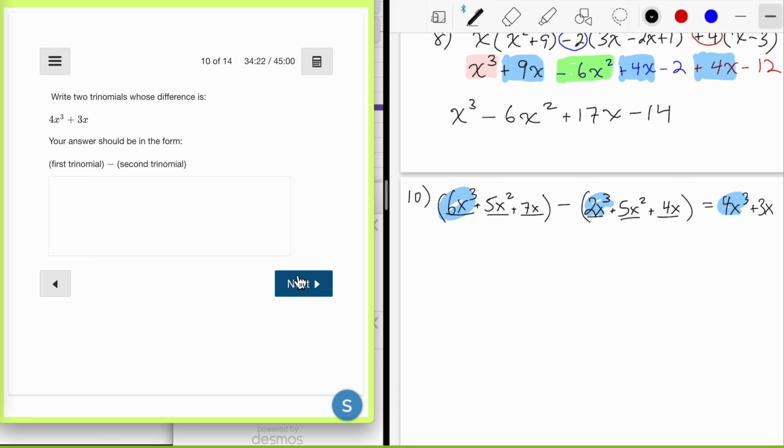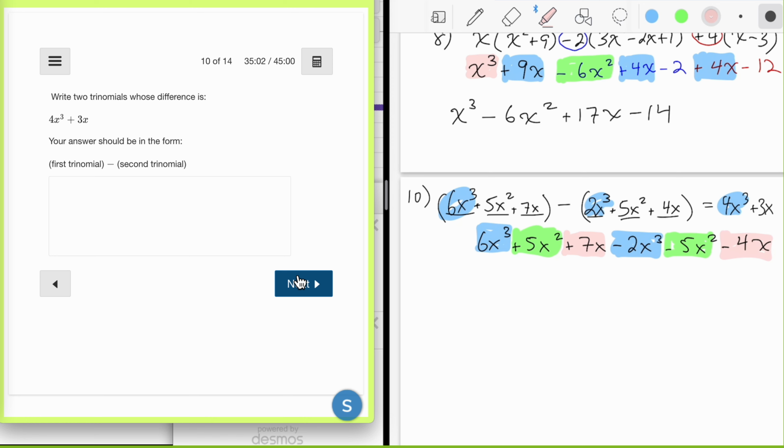If you distribute this negative to that second trinomial, we'd have 6x to the third plus 5x squared plus 7x minus 2x to the third minus 5x squared minus 4x. You'd have like terms all over the place. This pair would give you the 4x cubed. This pair would zap away to 0. And this pair would subtract to give you a 3x.